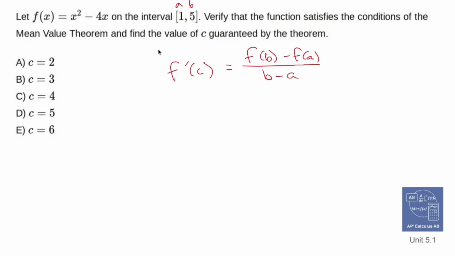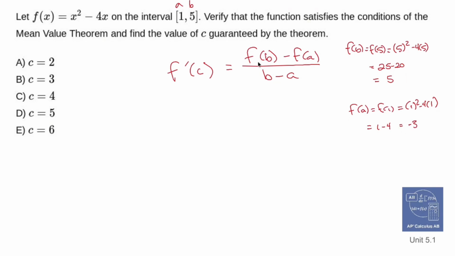So if I were to do this, f of b would be f of 5, which means I take 5, plug that in, so that's going to be 5 squared minus 4 times 5, which is 25 minus 20, which is 5. f of a is going to be f of 1, which is 1 squared minus 4 times 1, which is 1 minus 4, which is negative 3. And then I have b minus a.